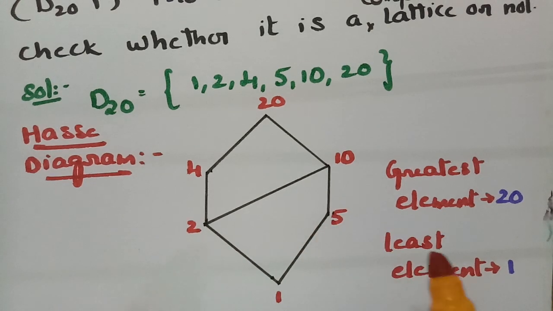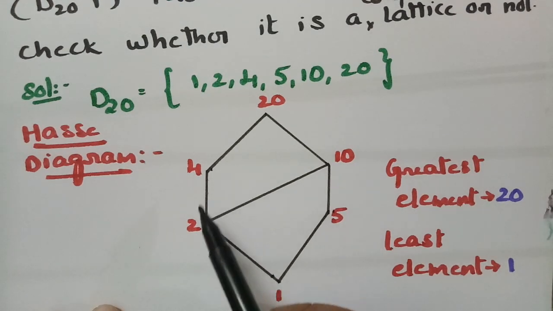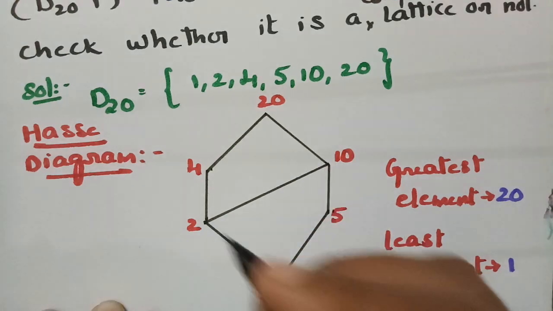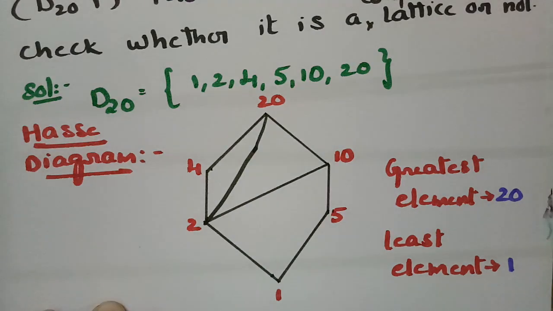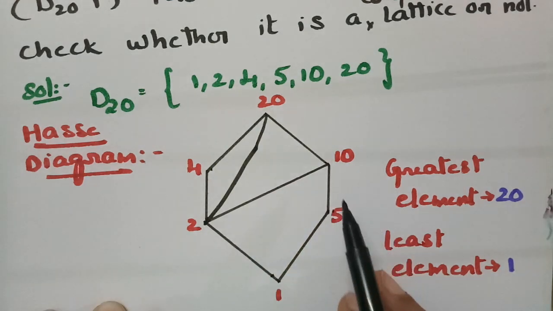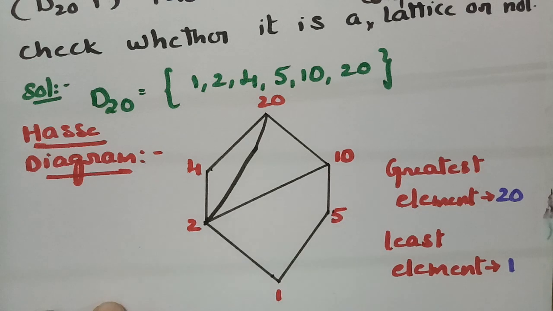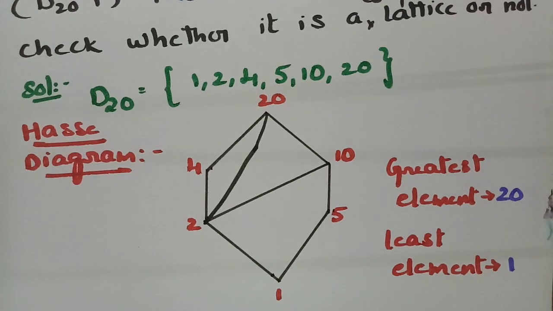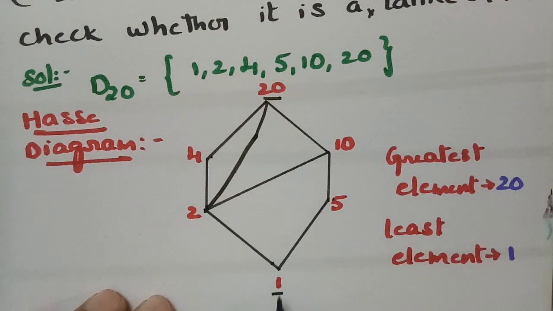And here, if you observe, 4 divides 20. So here if you see, 2 also divides 20. See here, 1 divides 2, 2 divides 4, and 4 divides 20, and 5 divides 10. So 1 divides 5 and 1 divides 2. So this is the Hasse diagram. Using this Hasse diagram, the greatest element is 20 and the least element is 1.